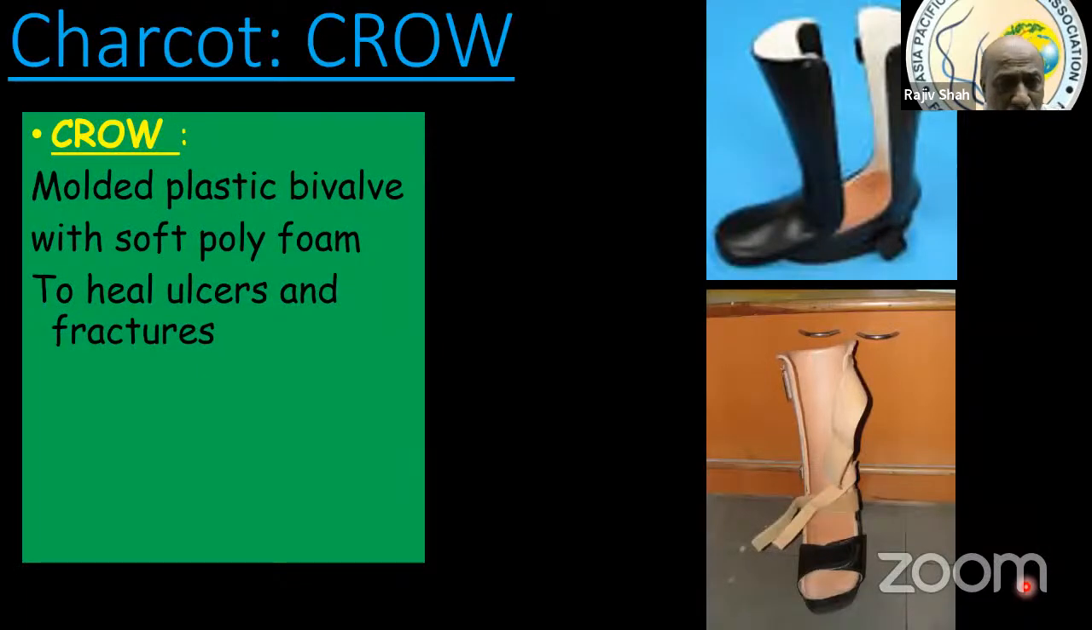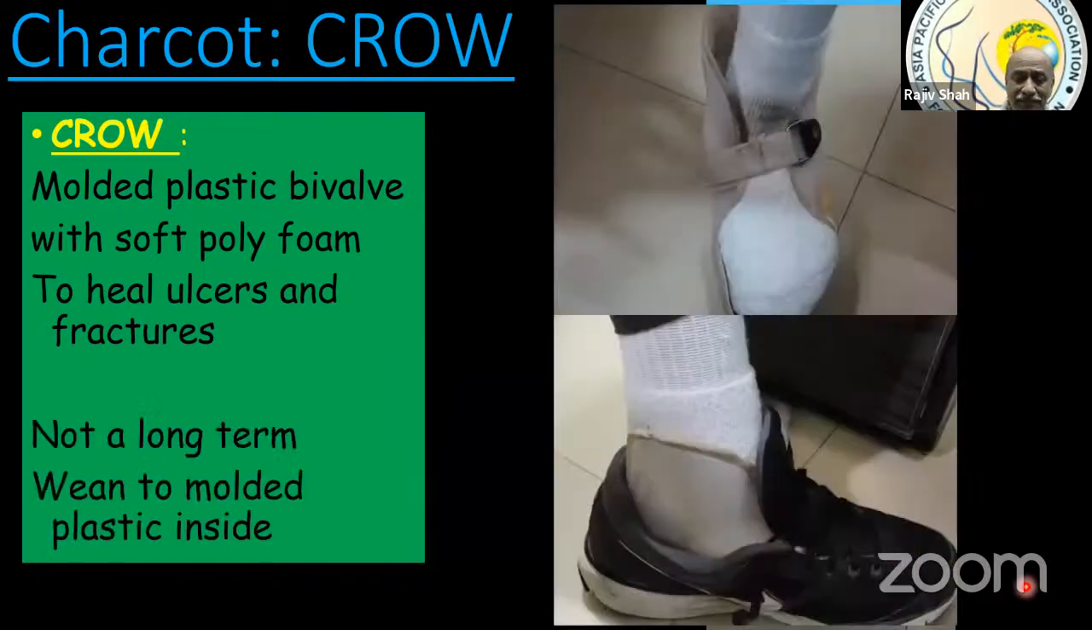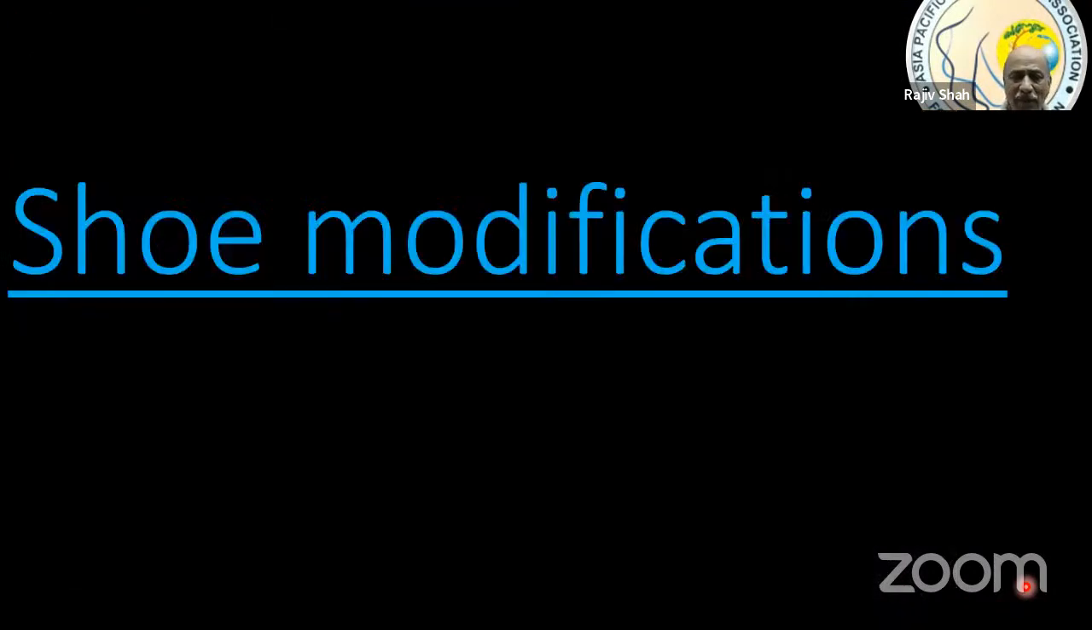For a Charcot foot, you use a Charcot restraining orthotic walker, which is a molded plastic bivalve. It helps to heal the ulcers and fractures. It is not long term. You can wean it to a molded plastic insole.